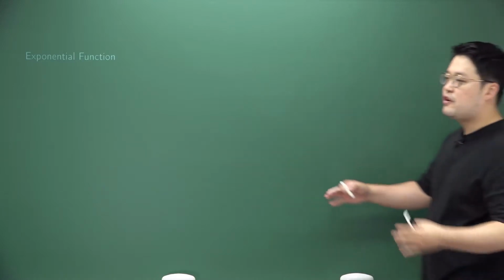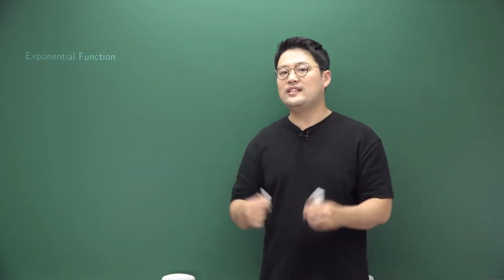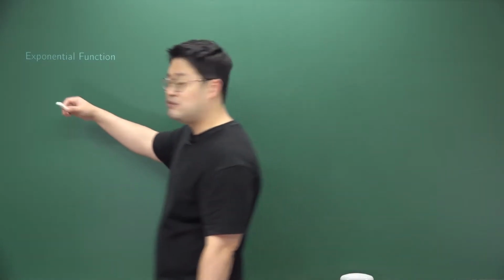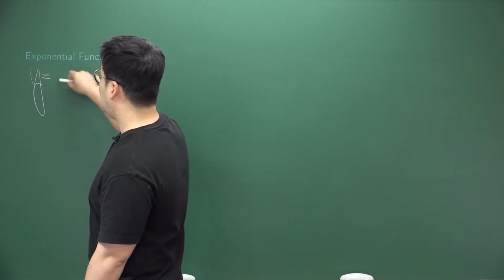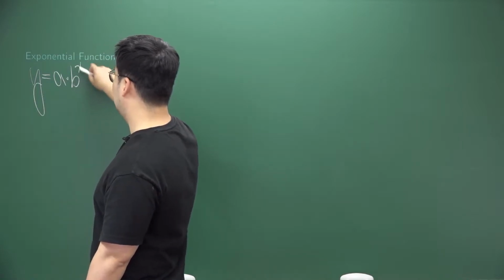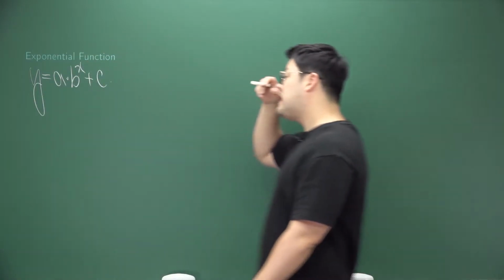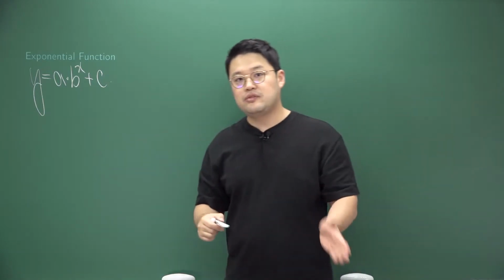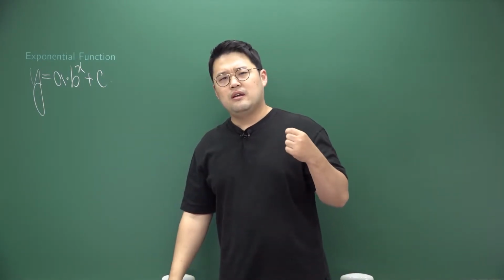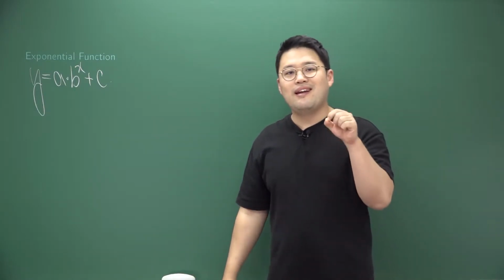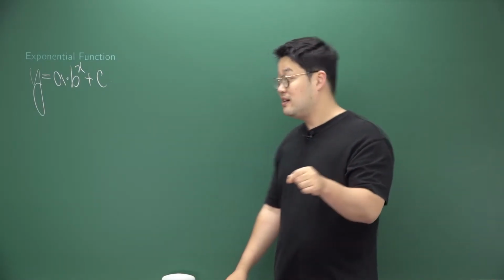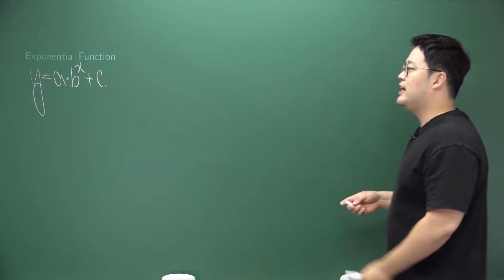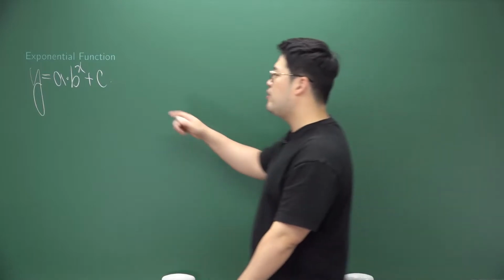Now, the exponential function is one of the transcendental functions. What is an exponential function? It usually has the form y equals a times b to the power of x plus c. Unlike polynomial functions, radical functions and rational functions, the special thing about this is that the variable is placed on the exponent. That being said, we have a very weird concept.